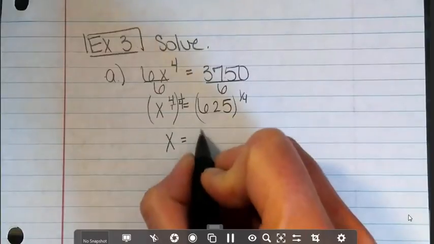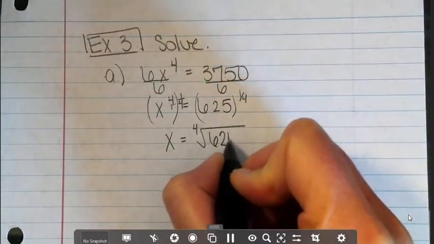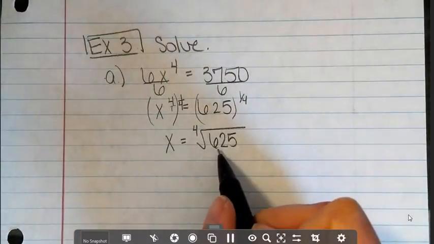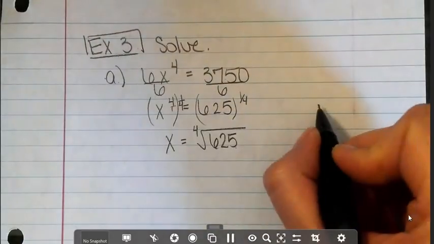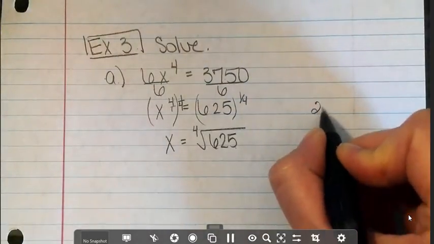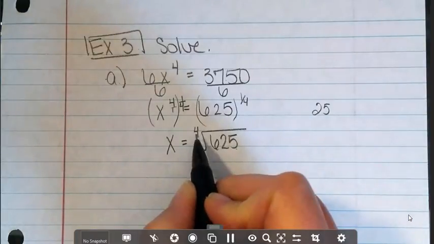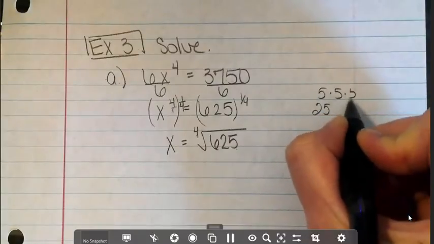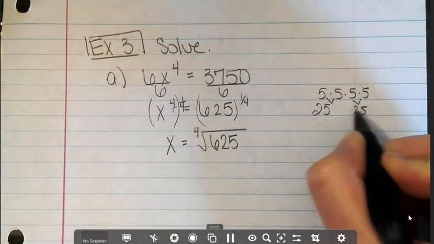And that leaves me with figuring out what number times itself 4 times will give me 625. All right, well, I know that it's probably going to end in 5. And I know that 5 times 5 is 25. And 4 5s, right? If I multiplied 5 4 times, I'd have a set of 25 and another set of 25.